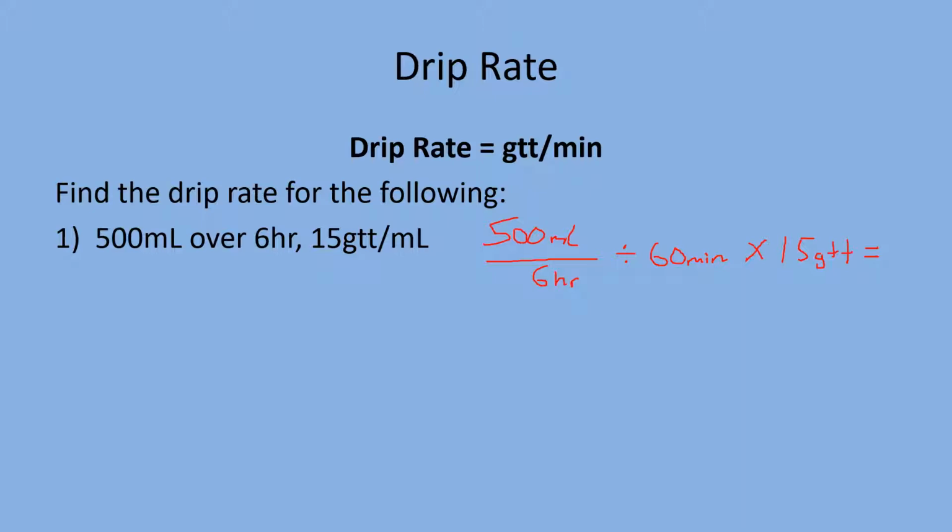Do we round up or round down? You can round up. So about 21, 22, 21 drops per minute.